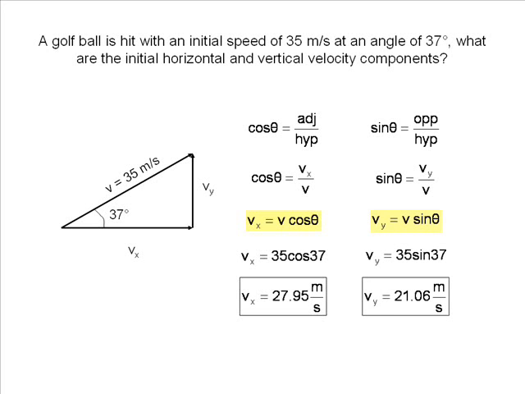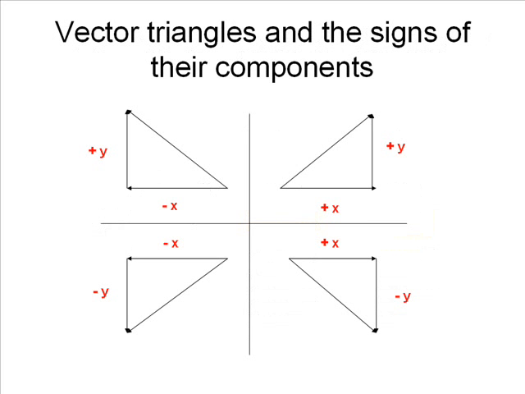In this problem, we have a vector in the first quadrant. If the vector was in the second quadrant, the x component would have been negative. Here are the possible vector triangles that we can have and the signs of the components that will accompany them.